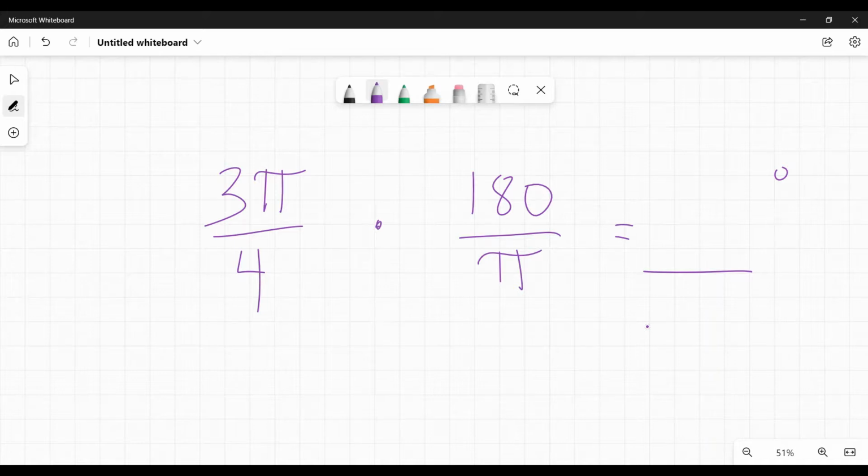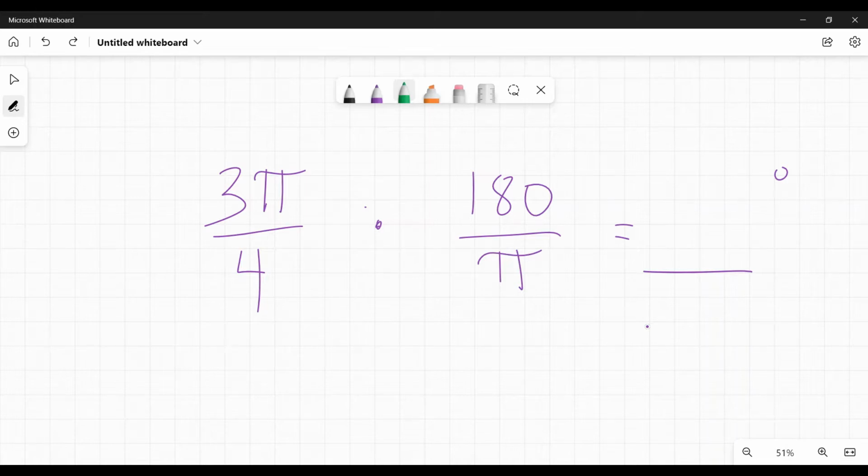Now just like with a regular fraction, the fact that there's a pi in there does not change this. I can cancel things out before I multiply. It makes things easier. I like to do it. You don't have to. You can go ahead and multiply these as is and then simplify afterwards. Frankly, it's just easier to do it beforehand. So we're looking for things on top and bottom that have greatest common factors that we can cancel out.